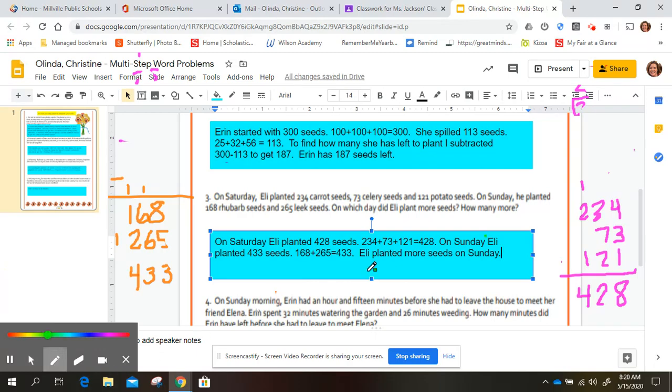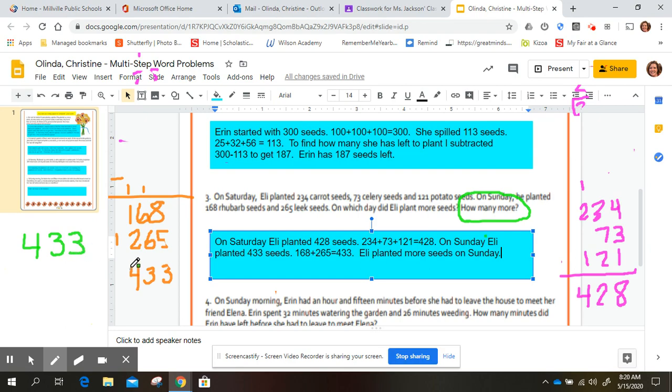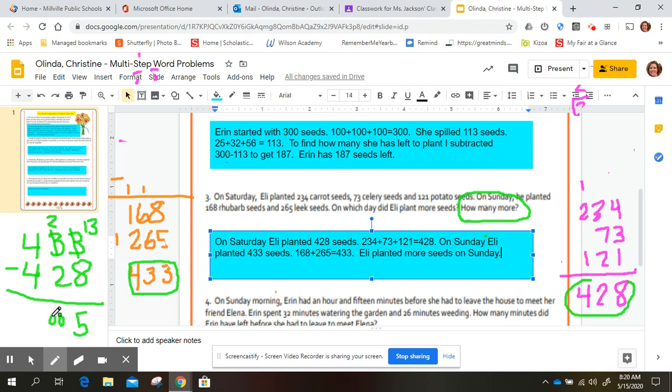And then the last question, don't forget this, says how many more? So to figure out the difference, how many more, I need to subtract the two totals. This time I definitely need to put the bigger number on top. So 433 was our total for Sunday, and 428 was our total for Saturday. If I have 3, I can't take 8, so I take from him. 13 take away 8 is 5. 2 take away 2 is 0. 4 take away 4 is 0. So the answer, I don't really need zeros in the front. It would just be 5 more seeds.